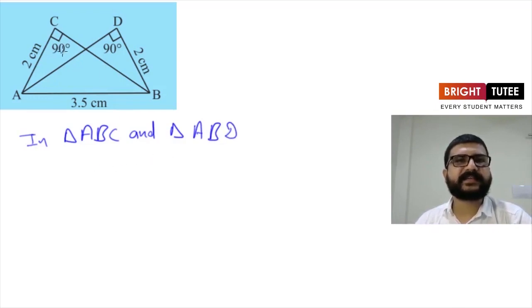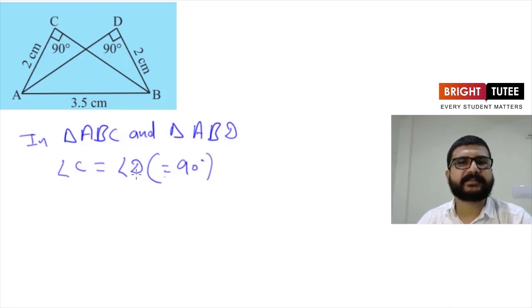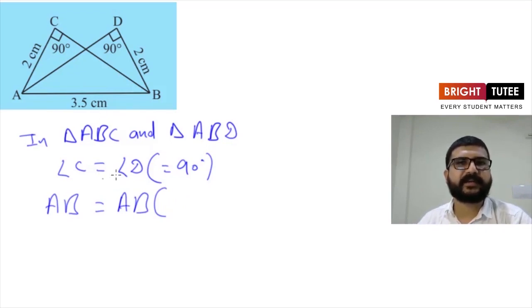What we have is angle C is 90 degrees and angle D is 90 degrees. So we can write angle C is equal to angle D. They are 90 degrees each. And then the hypotenuse is common. We can write AB is equal to AB. It is common, and it is given as 3.5 centimeters. That is not required, so we can simply write common.